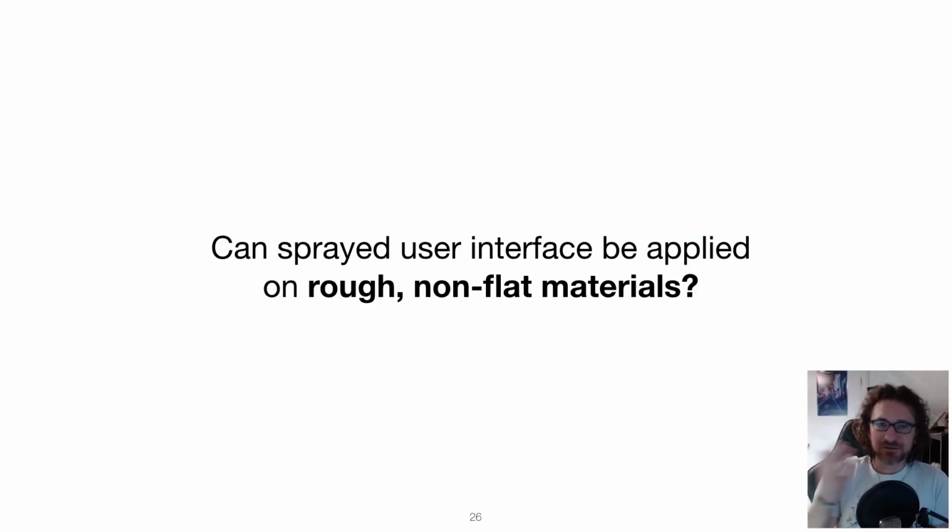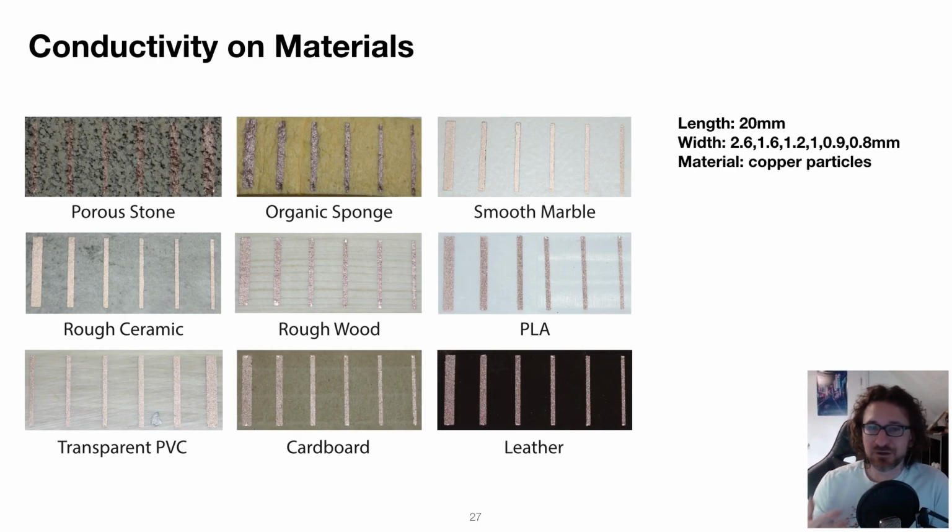All right. For our method that we present here, we wanted to have it as applicable as possible, also in an architectural scenario or an interior design scenario. So we were interested in whether it actually works with all materials used in such scenarios. Does it also work, for example, on porous stone, on smooth marble, on transparent PVC, or if you have a leather sofa, does it also work on leather? So what we did is we sprayed conductive copper ink on all of these kinds of materials. We sprayed 20 millimeter long traces in various thicknesses between 2.6 millimeter and 0.8 millimeter. And then we tested if all of them were actually conductive.